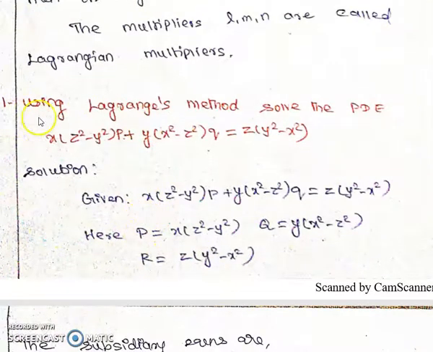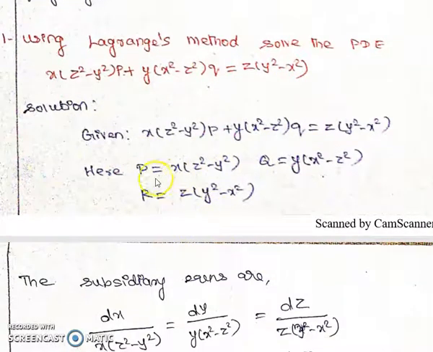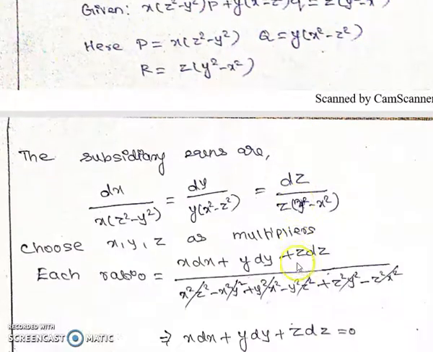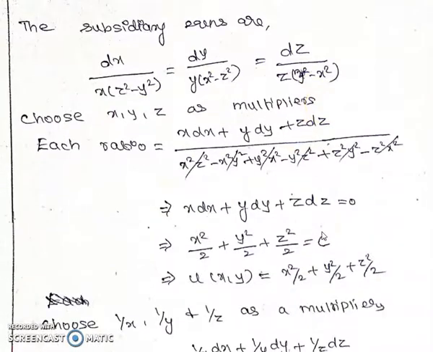Now we go to the problem. Using Lagrange's method, solve the partial differential equation x into z square minus y square into p plus y into x square minus z square into q, which is equal to z into y square minus x square. So from this, identify what is capital P. Capital P is equal to the coefficient of small p. Capital Q is equal to the coefficient of small q. Then capital R is equal to the right hand side value. Then we have to write the subsidiary equation dx by x into z square minus y square, dy by y into x square minus z square, equal to dz by z into y square minus x square.